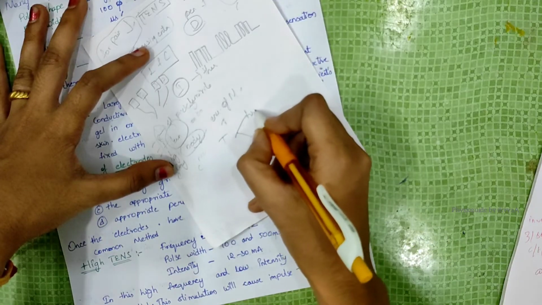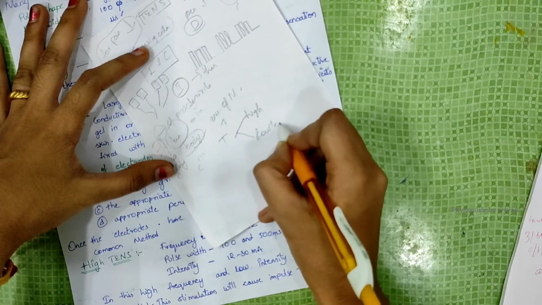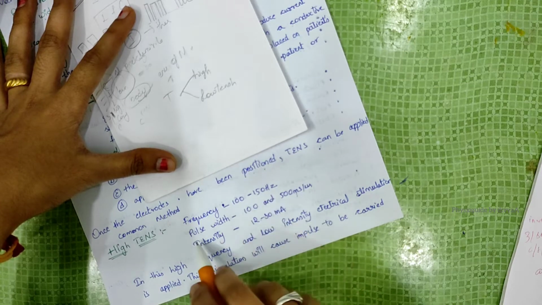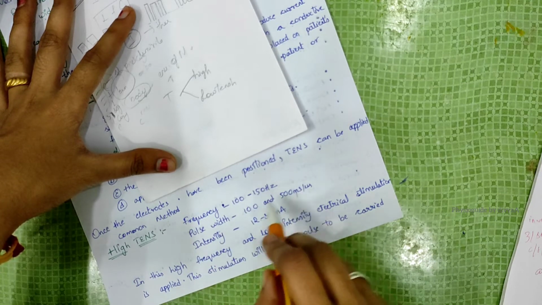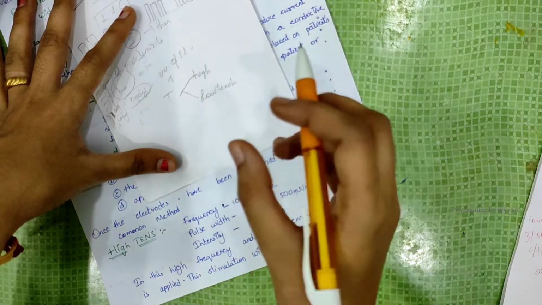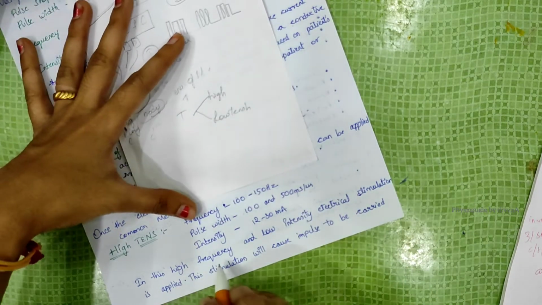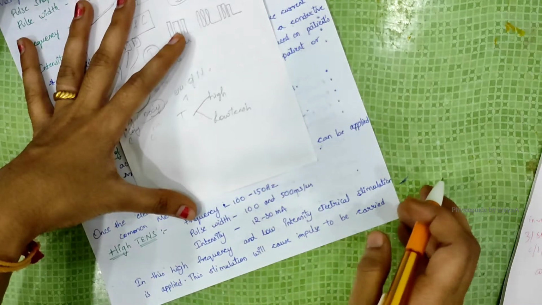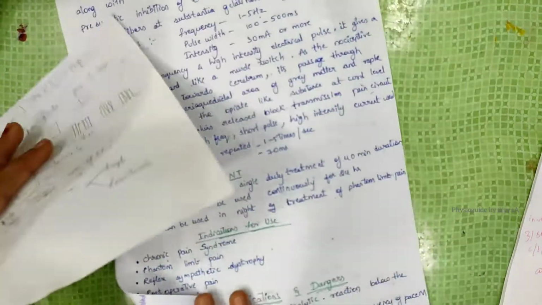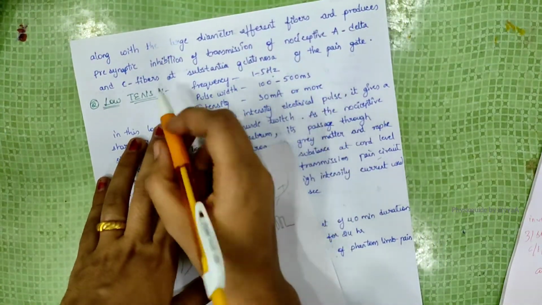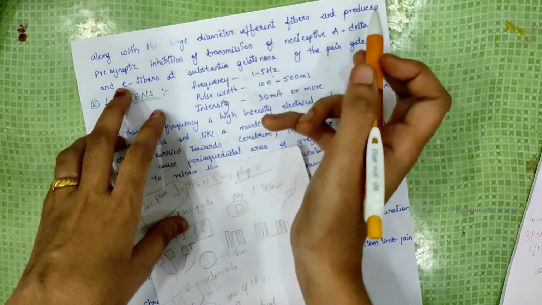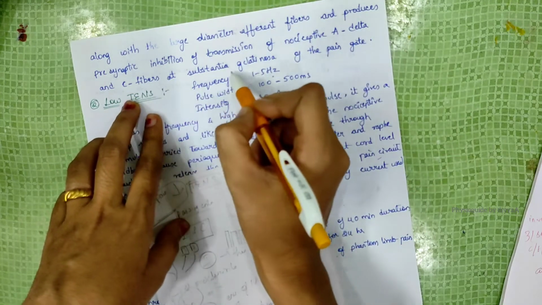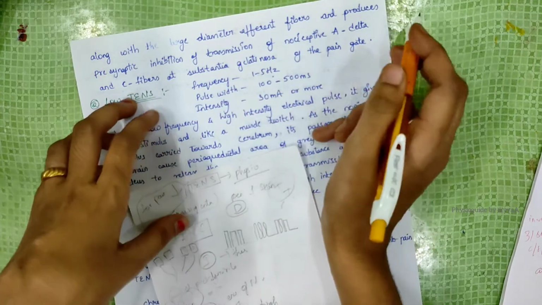These are HighTENS and LowTENS. HighTENS means frequency between 100 to 150 Hz, pulse width 100 to 500, and intensity increased from 12 to 30. In this, high frequency and low intensity electrical stimulation is applied. This stimulation will cause impulses to be carried along the large diameter afferent fibers and produce presynaptic inhibition of the transmission of nociceptive A delta and C fibers at the substantia gelatinosa of the pain gate.